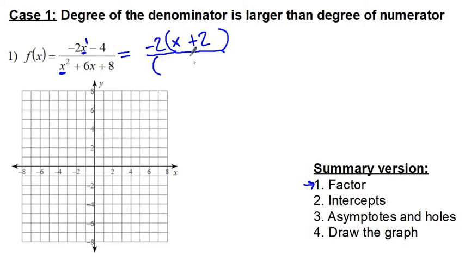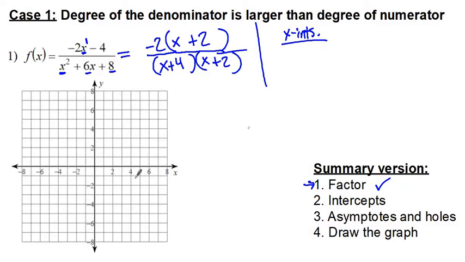Okay, then the bottom we can factor as well. We're looking for numbers that multiply to +8 and add to +6. The numbers that do that are x plus 4 times x plus 2. So we're done with that part. We've now factored it. Okay, the next thing we want to do is find the intercepts. So we'll start with the x-intercepts. On a graph, the x-intercept is where it hits the x-axis.